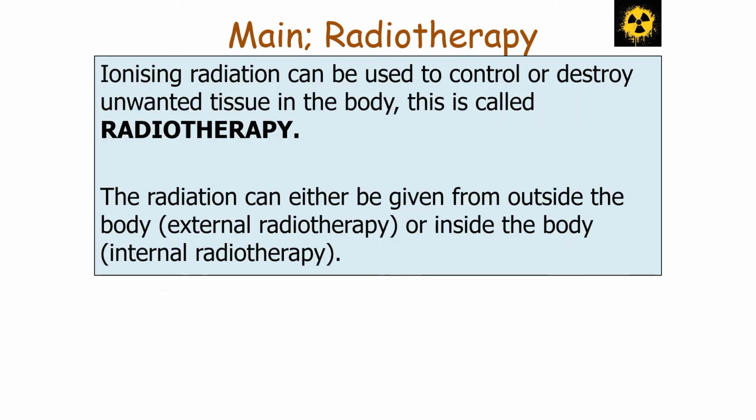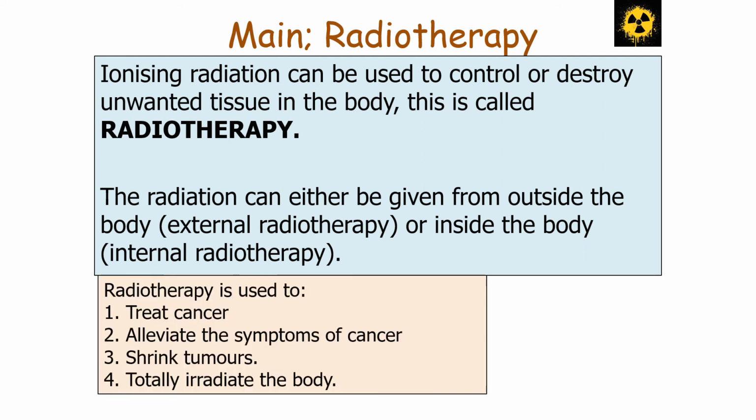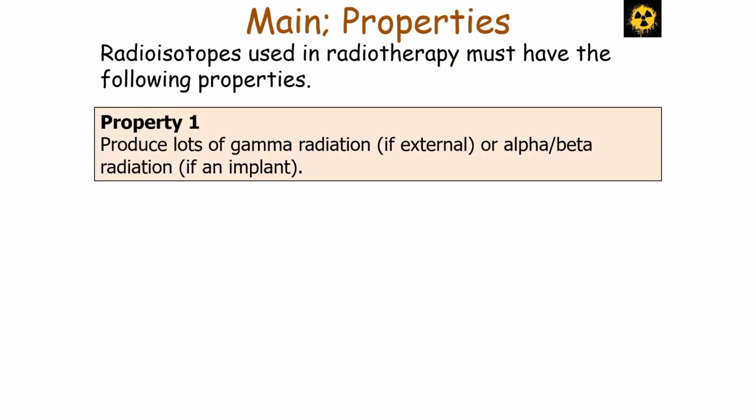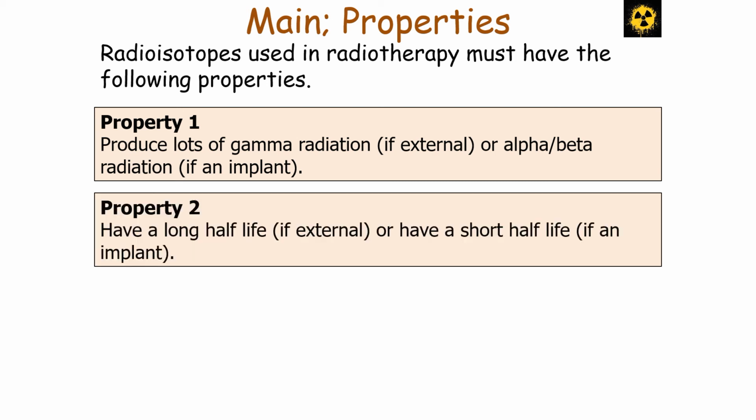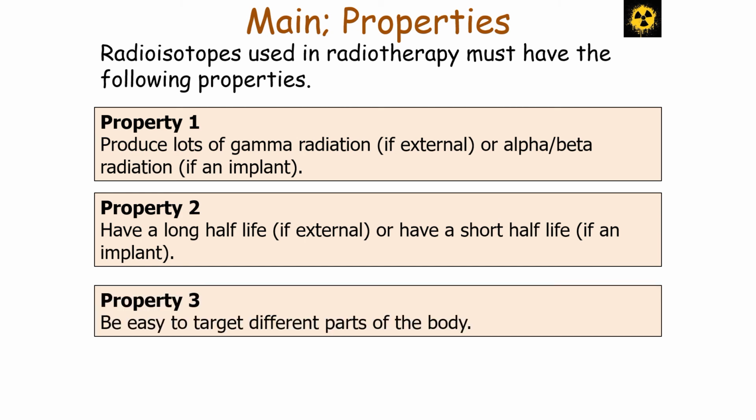Now, ionizing radiation can be used to control or destroy unwanted tissue in the body, which we call radiotherapy. The radiation can either be given from outside the body, external radiotherapy, or inside the body, internal radiotherapy. Radiotherapy can be used to treat cancer, alleviate the symptoms of cancer, shrink tumours, or totally irradiate the body. The radioisotopes used in radiotherapies must have the following properties: must produce lots of gamma radiation if external, or alpha and beta radiation if an implant, have a long half-life if external, or a short half-life if an implant, and be easy to target different parts of the body.